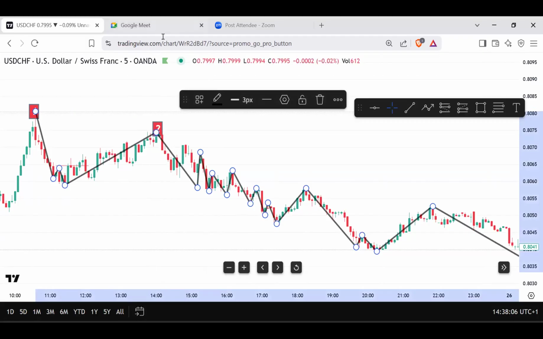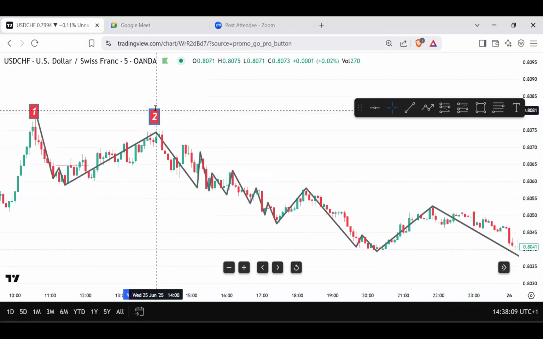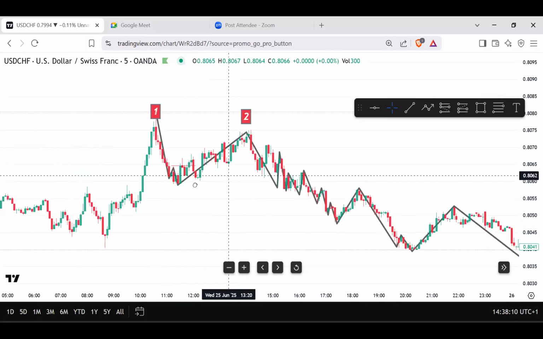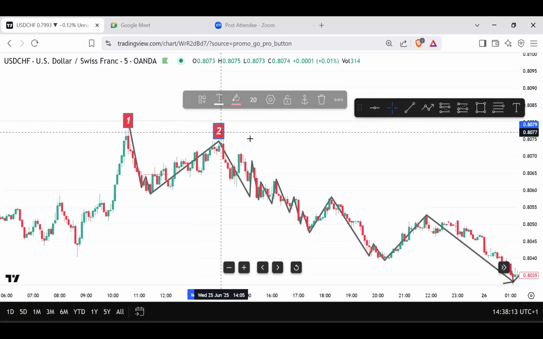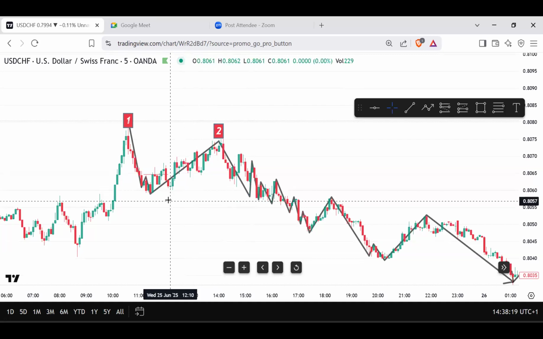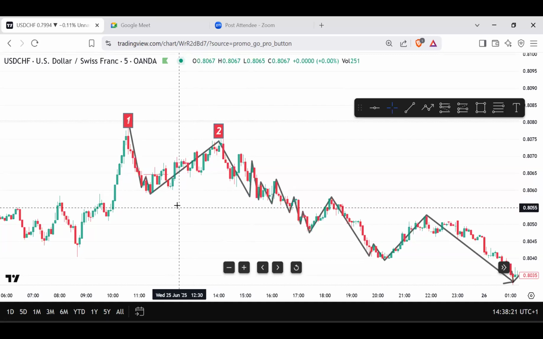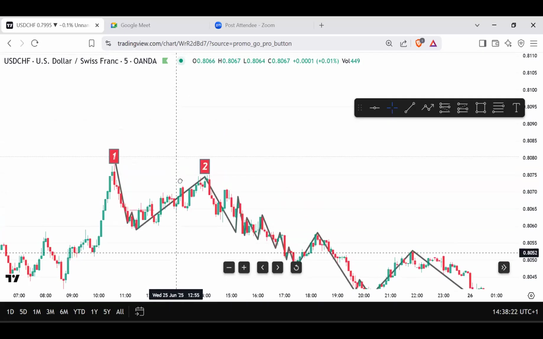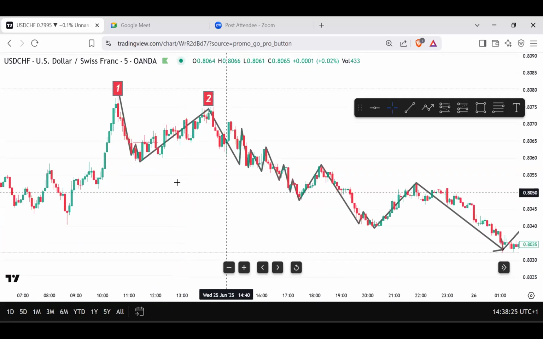But the number two, by the way. Is it correction? No, I'm just counting the number of impulses here. The number of impulses: impulse, correction, and continuation.